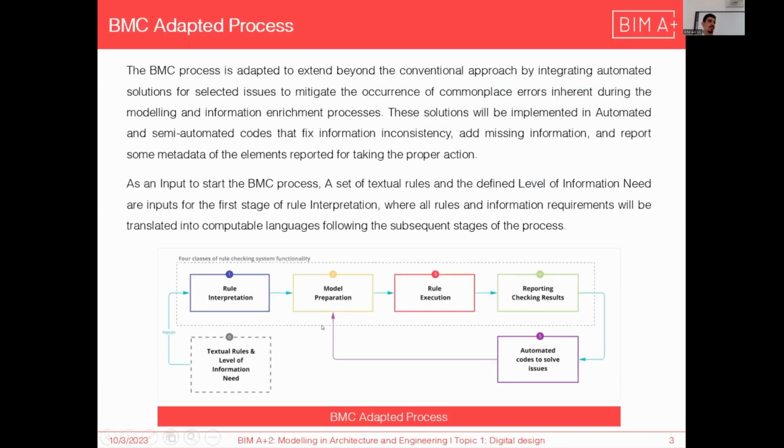So traditionally, the BMC process has four main stages or functionalities: rule interpretation, model preparation, rule execution, and then reporting. During this research, I suggested adding two main stages. The first one works as an input, to use the level of information need framework as an input for the rule interpretation part. And the last stage is added to automate the results, because usually in most of the software, you are just getting IDs and results and you cannot manipulate these results. My suggestion is to develop some code to automate this process.